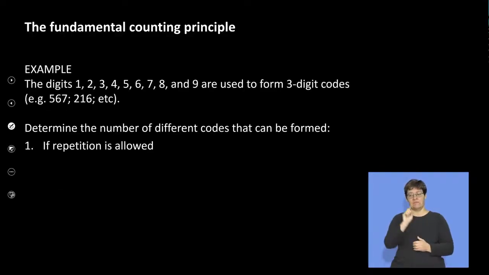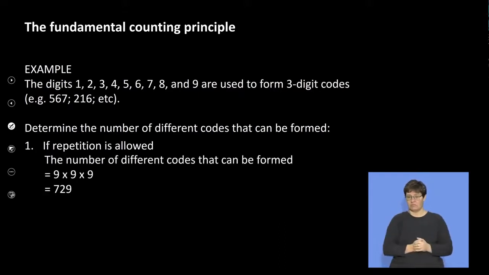So the first question: determine the number of different codes that can be formed if repetition is allowed. So if repetition is allowed, the number of different codes that can be formed will be 9 times 9 times 9. Why 9 times 9 times 9? Because I have 9 digits available from 1 to 9.